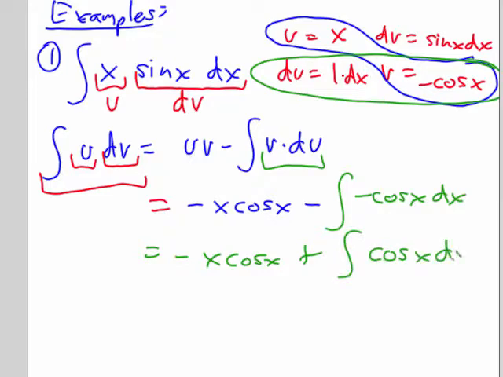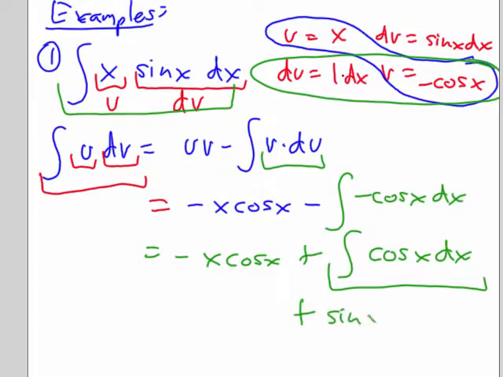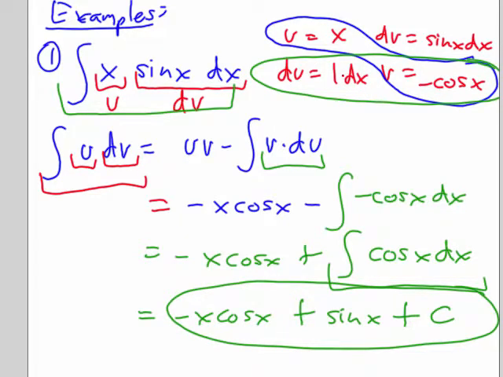So the whole idea here is that this integral should be simpler to evaluate than the original one was. And we know that the integral of cos is sine. Bring our other piece down. And we're basically finished, but don't forget the constant of integration because it's an indefinite integral. So the derivative of this should be this original expression back again.